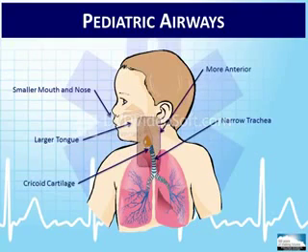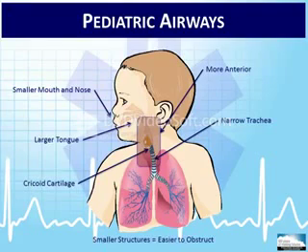Airway structures are more anterior and the head is proportionally larger than the rest of the body, making airway maintenance more difficult. Given that the airway structures are smaller than in an adult, obstructions occur with greater ease. This includes foreign bodies as well as airway restriction or obstruction due to mucus or inflammation. Airway management considerations and techniques for pediatrics will be discussed in greater depth in a different course module.